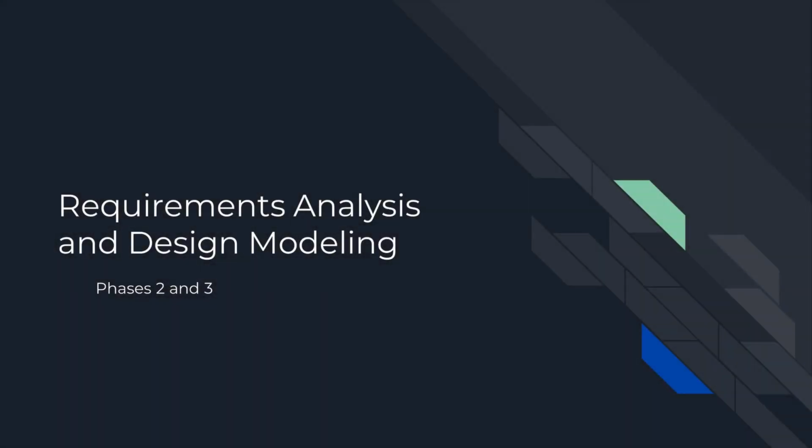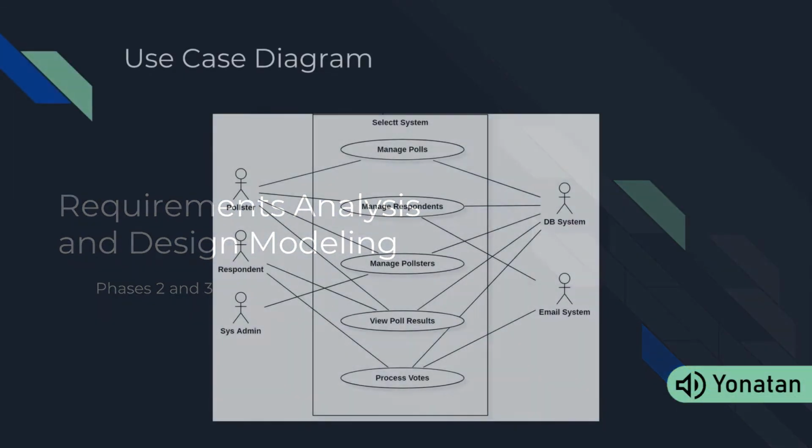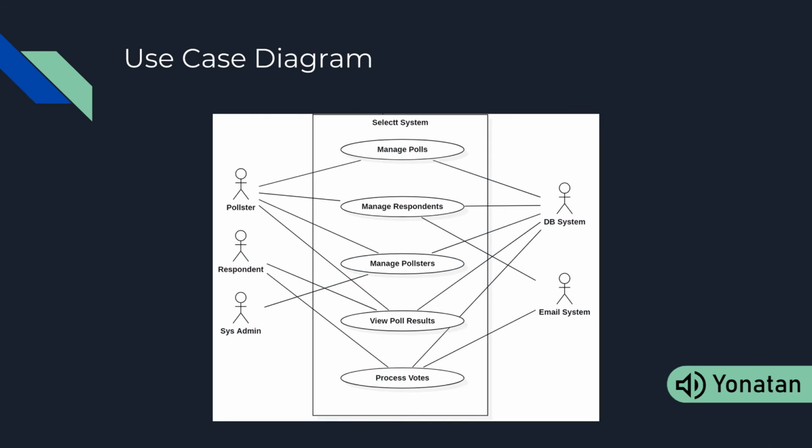So our next section is requirements analysis and design modeling. This is our use case diagram. We have the primary actors on the left, which are the pollster, who creates and manages polls. We have the respondent, who responds to polls and views them. The system administrator is responsible for managing the pollsters. On the right, we have the secondary actors.